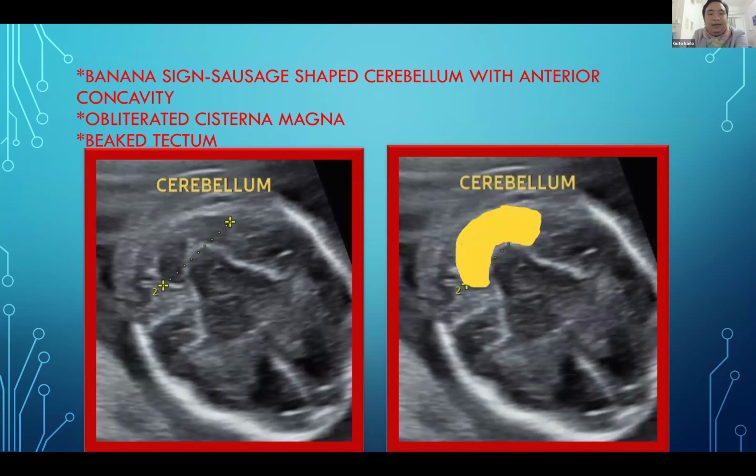And next, at the level of cerebellum, cerebellum showed abnormal sausage-shaped cerebellum shape with anterior concavity, and cisterna magna was obliterated, and there was a suggestion of beaked tectum.